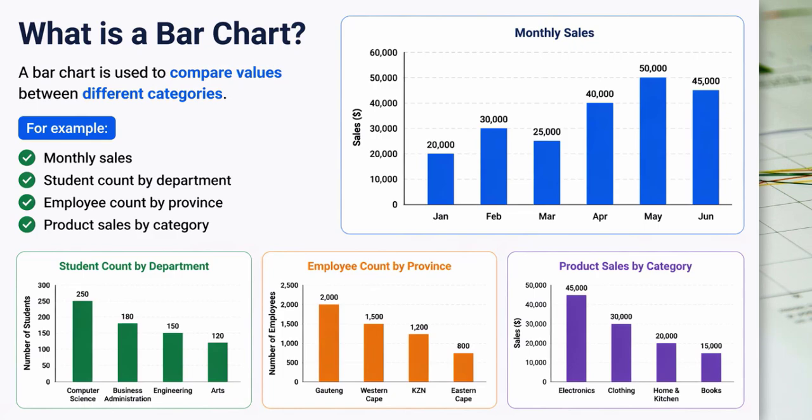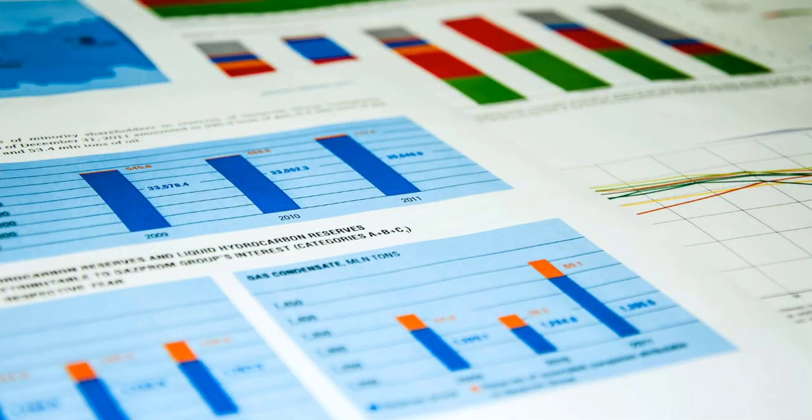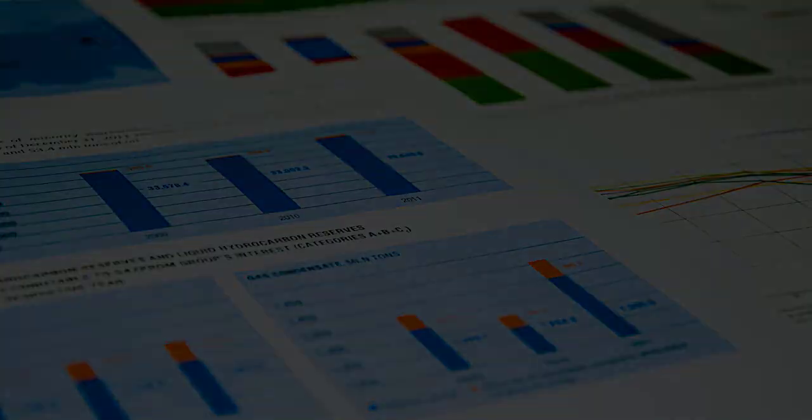A bar chart is used to compare values between different categories, like monthly sales, student count by department, employee count by province, or product sales by category. Instead of looking at numbers in a table, a chart helps users understand data quickly. So, let's start the practical implementation step by step.